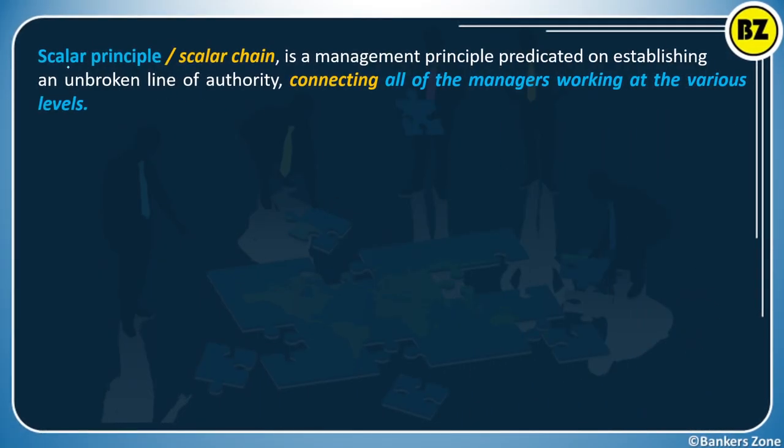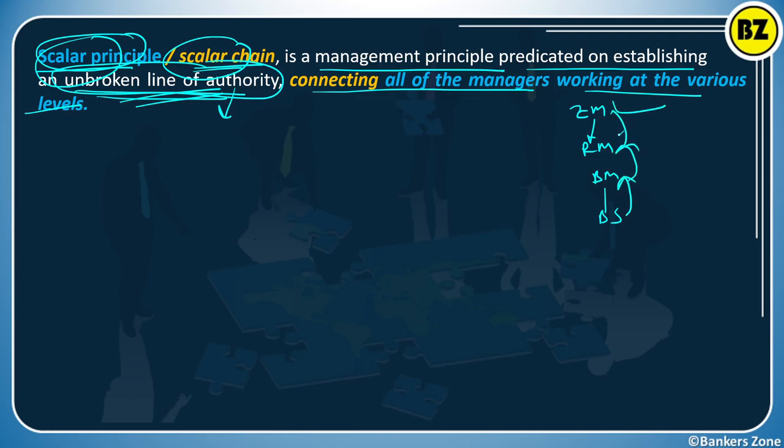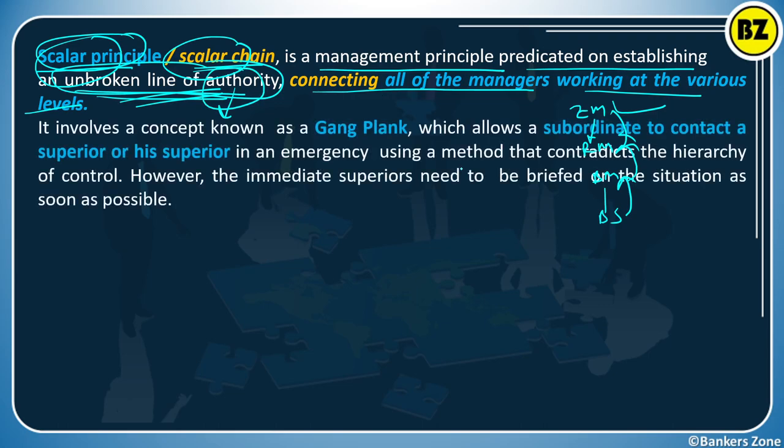Now again, what is the scalar principle or the scalar chain? The scalar principle, also called scalar chain, is a management principle predicated on establishing an unbroken line of authority. There is a line of authority, but it must be unbroken. There must be communication connecting all managers working at the various levels: the zonal manager connecting with the regional manager, connecting with the branch manager, connecting with the branch staff. He reports to him, he reports to him, like that. Unbroken authority. This is the scalar principle.